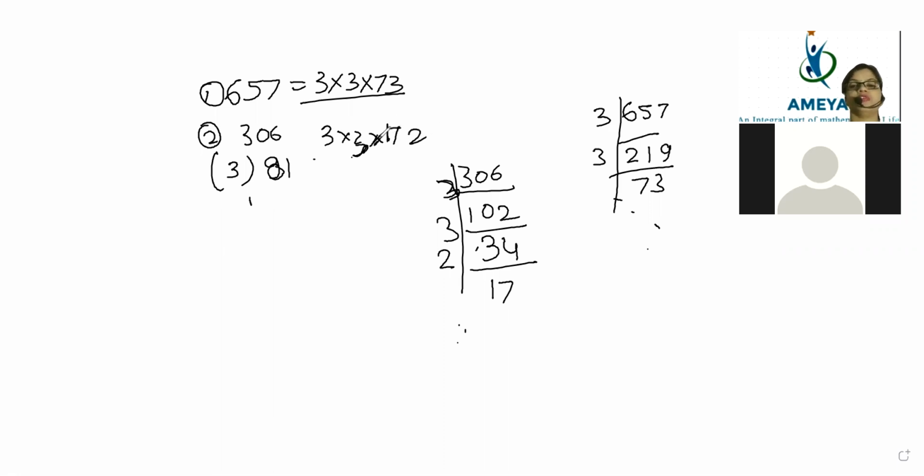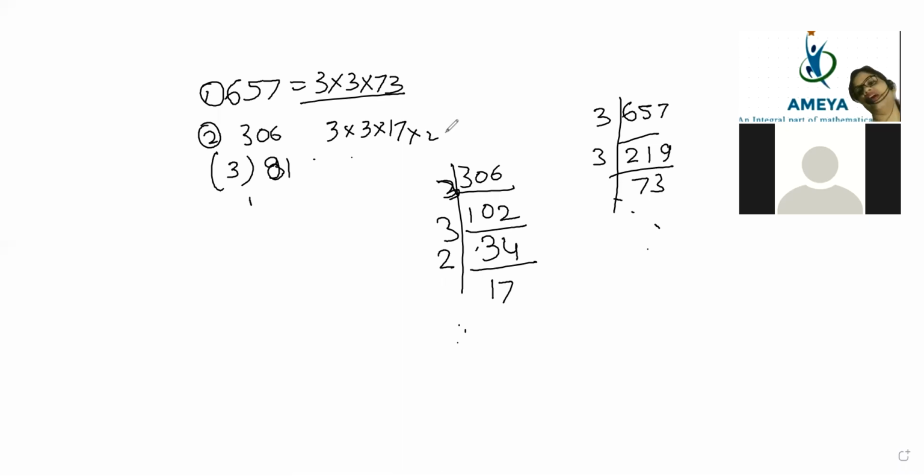Why is it difficult for writing 3, 3, 72? Now go for 81, but 81 is the easiest one. I think anyone can do 81.